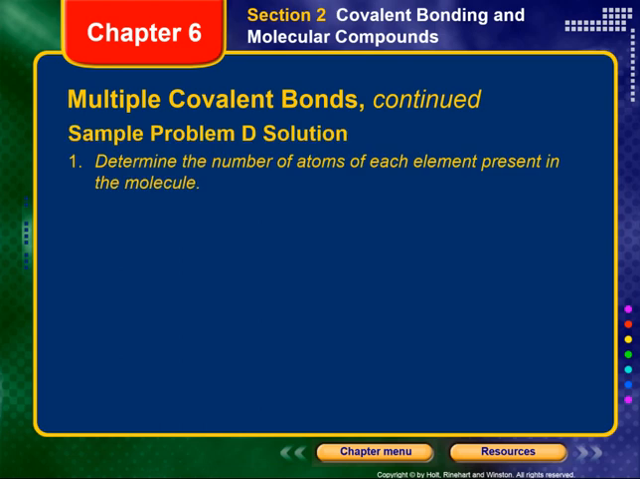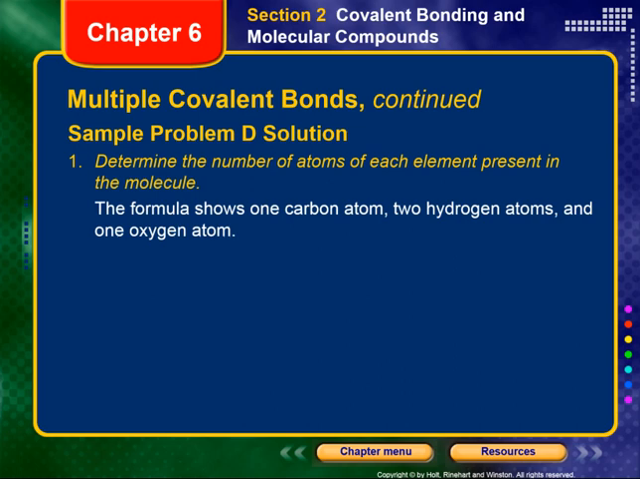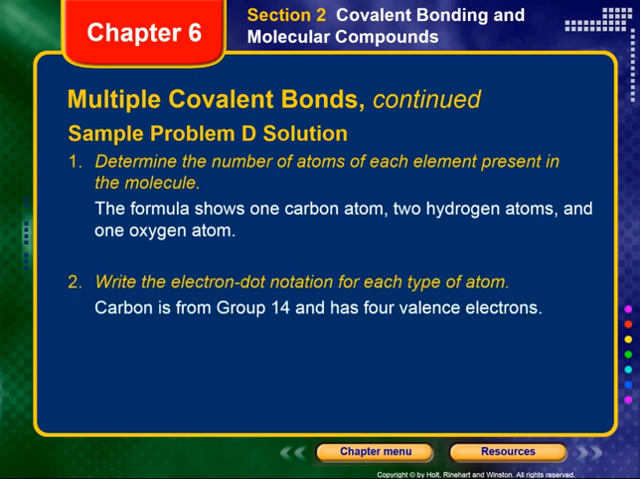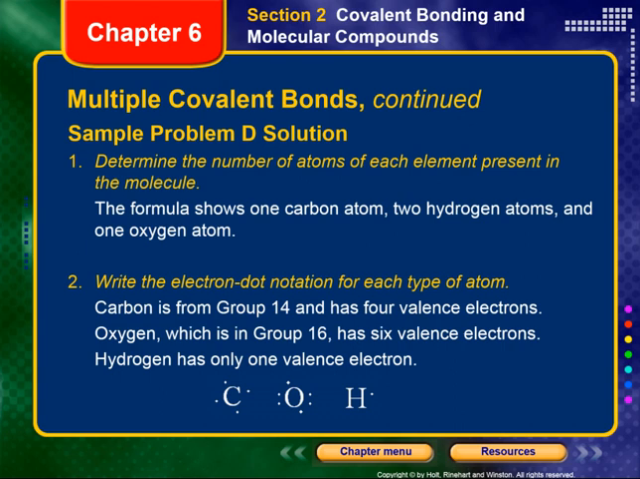First, determine the number of atoms in each element present in the molecule. This formula shows that there's 1 carbon, 2 hydrogens, 1 oxygen. Next, we're going to write the electron dot notation for each type of atom. Carbon has 4 valence electrons, oxygen has 6 valence electrons, and hydrogen has 1 valence electron, and so we'll draw the electron dot notation for each of those as such.